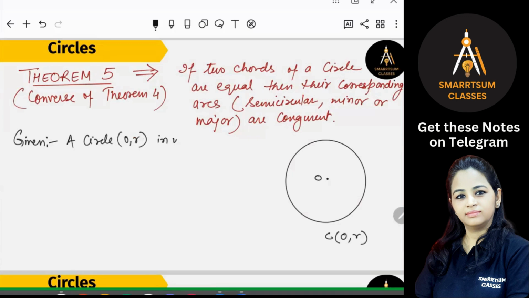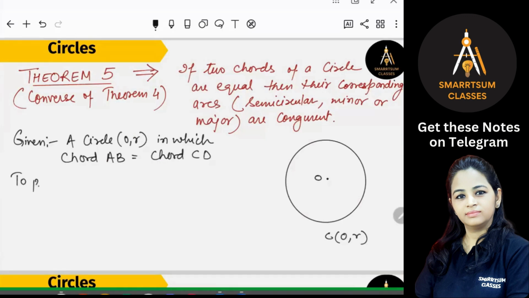In which, what is given? Given that chord AB is equal to chord CD. I have not drawn the chord yet, because we are going to discuss different cases. Accordingly, I will draw. Now, chord AB and chord CD are equal in length. This is already given here.